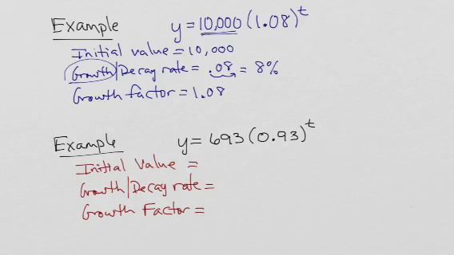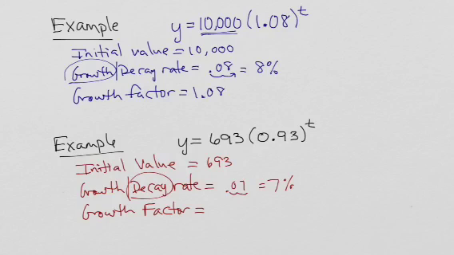Right. Last but not least, last example. Initial value. Looks like that number after the equal sign is 693. Then we're looking at, is this a growth or decay? Well, that number in the parentheses is less than 1, making this a decay problem. How much less than 1 is it? Well, you'd have to figure out how much. Well, that'd be 0.07. That's how much less than 1 that is. And again, you could always just take 1 minus 0.93 and get that. Then move that decimal 2 slots to the right. We're looking at a 7% decay rate.